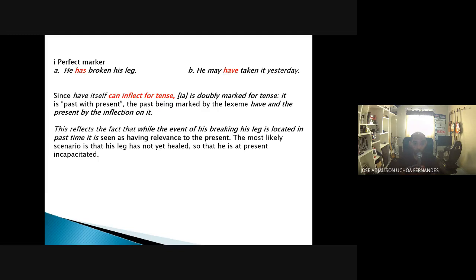This reflects the fact that while the event of his breaking his leg is located in past time, it is seen as having relevance to the present. That's why we say past with present. The most likely scenario is that his leg has not yet healed, so that he is at present incapacitated. Okay, just an example for you to realize the use of present perfect.